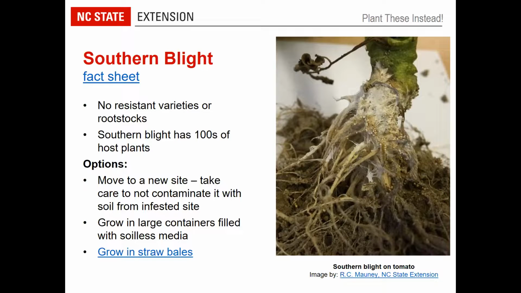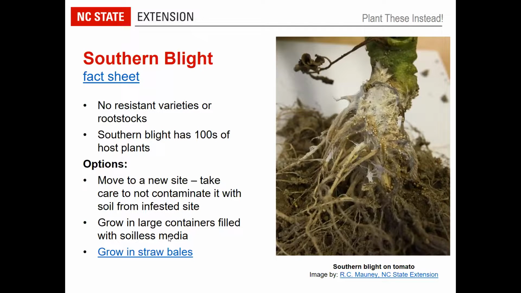So these aren't making it to the plant clinic, like the things that are a little more obscure to diagnose. So not only are there no resistant varieties, but there are hundreds of host plants for southern blight. So it's really hard to avoid growing something that's not going to be affected by this disease. Crop rotation's not so much of a strategy here. But if you have the space, you can grow in a different site. Just be really careful not to contaminate any other site with soil from the infested site.